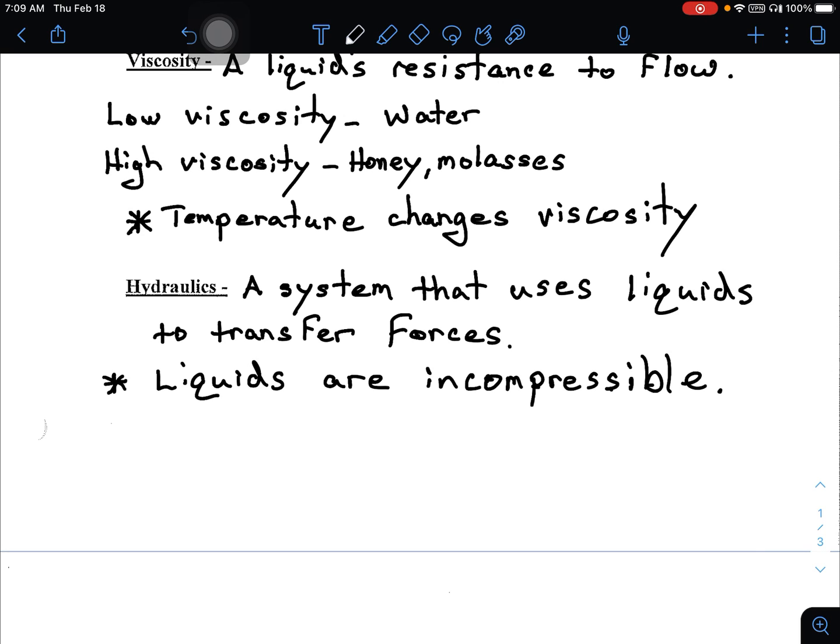Okay. The reason why hydraulics work is because liquids are incompressible. They can't squeeze them into smaller spaces. Some other places where you might see hydraulics.